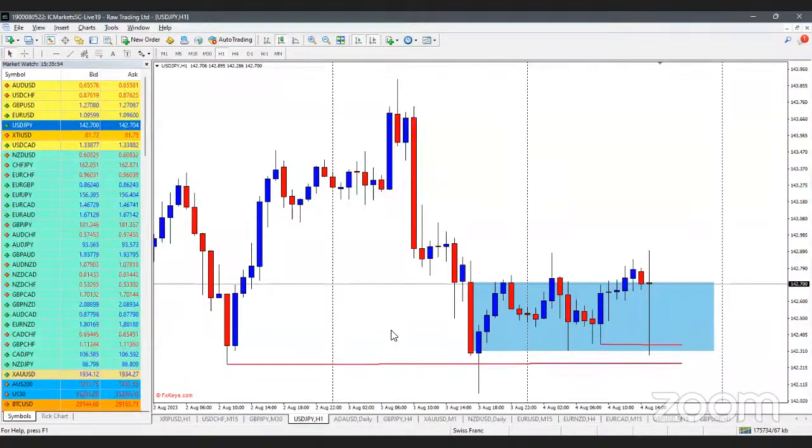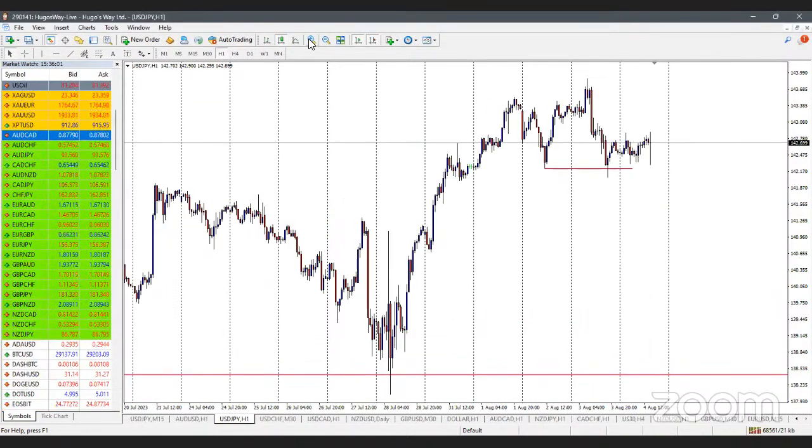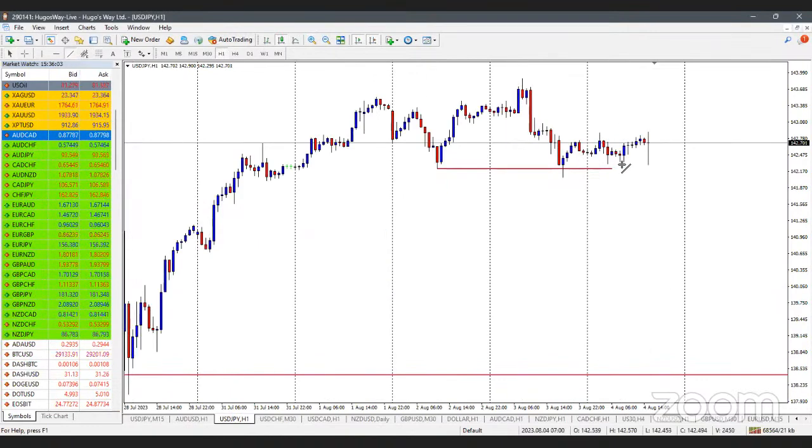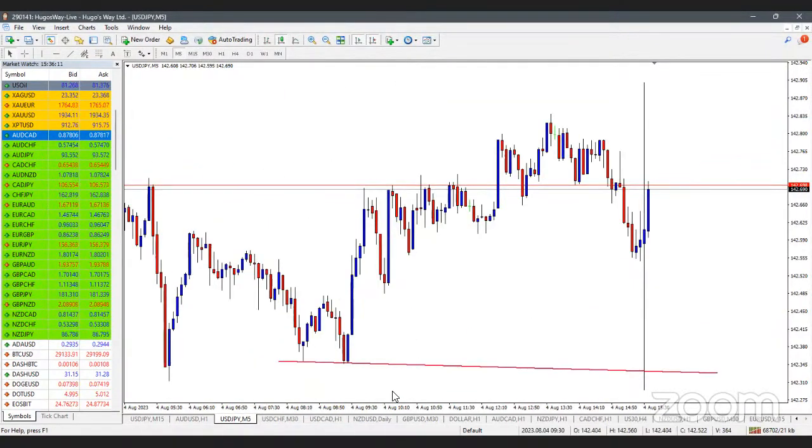You might see a bit better if I go to Hugo's way. Let me go to Hugo's way. So if you see on Hugo's way here, look at what we've got. So these lows are basically equal, and you can see that's where the price went for. So if at 2 o'clock when things start to heat up a bit better, then that should be what you need.